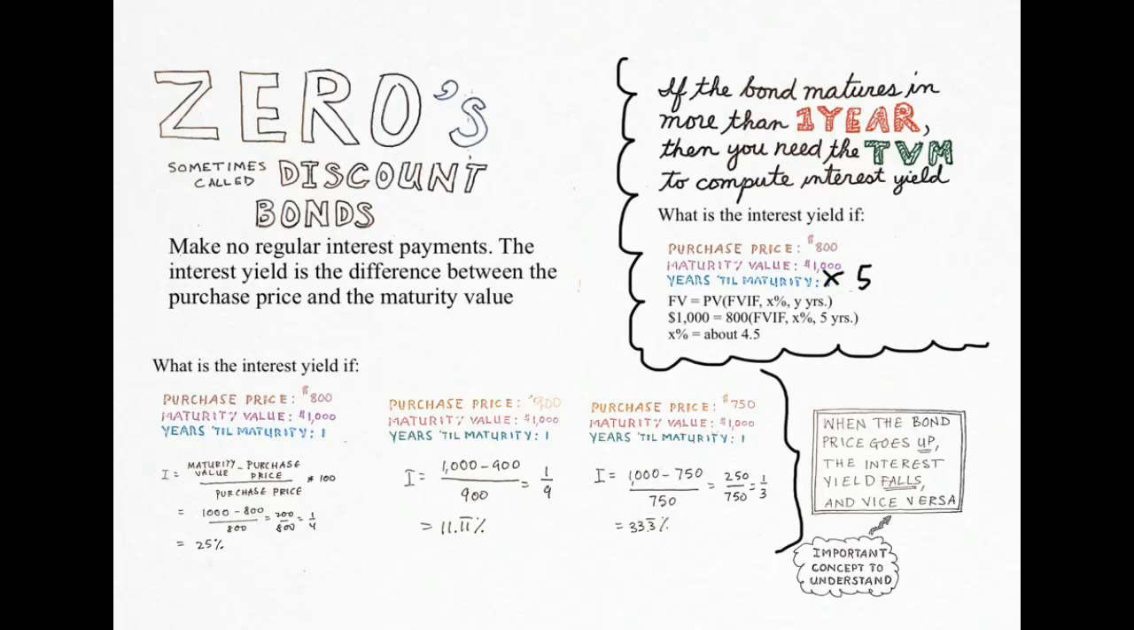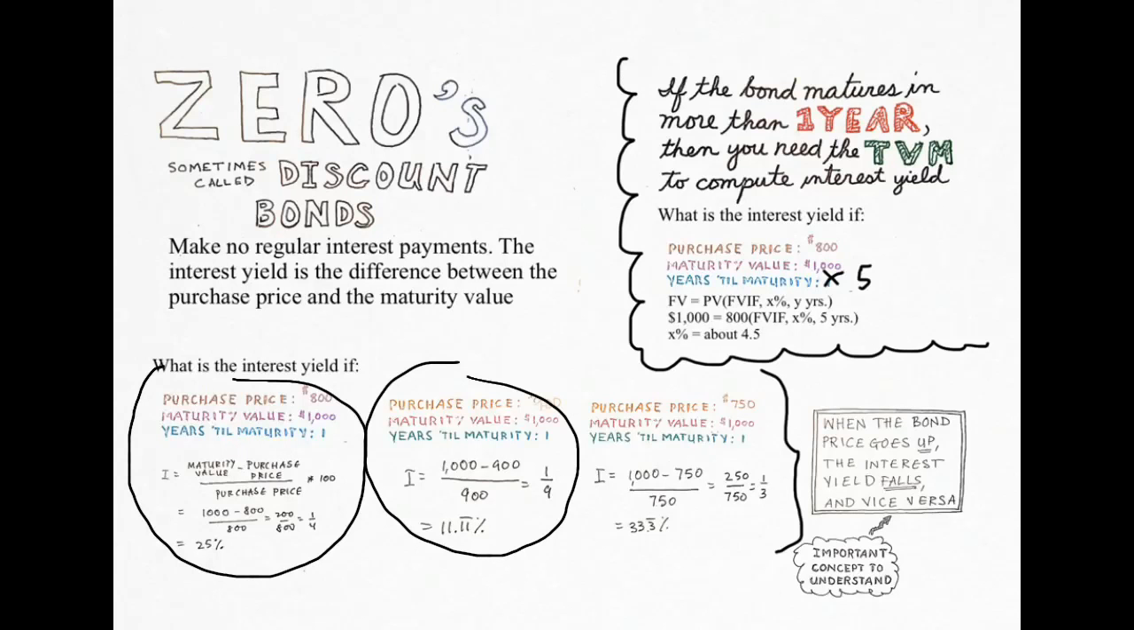Let me start with the zero coupon bonds, because with zeros, it's much easier to see the inverse relationship that exists between bond prices and interest yields. Pause the video and check out these examples right here. In each case, the maturity value and maturity date are the same, and the only thing that varies from example to example is the purchase or auction price. And what you will see is that if the purchase price is higher, the interest yield is lower, and vice versa.